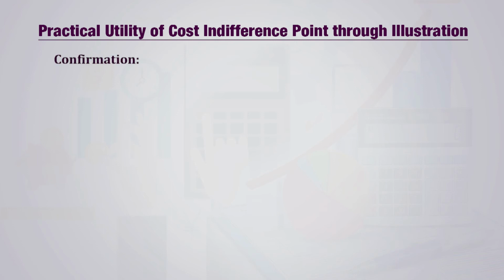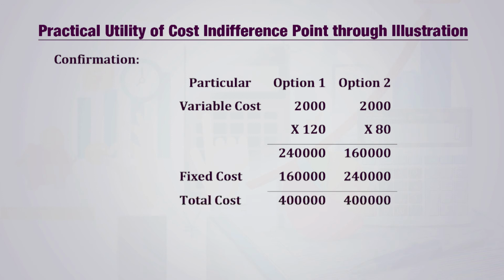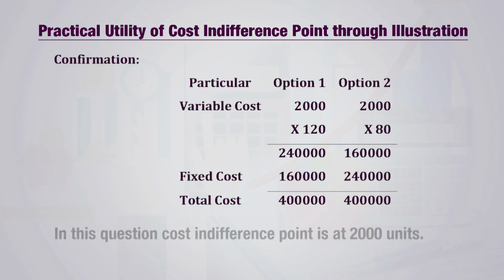Now, confirmation for option 1 and option 2. Variable cost is calculated by 2,000 multiplied by 120, which gives us 2,40,000, and for option 2, 2,000 into 80, which gives us 1,60,000. Fixed cost for option 1 is 1,60,000 and for option 2 is 2,40,000. The total cost for option 1 is 4 lakh and for option 2 is also 4 lakh. In this question, cost indifference point is at 2,000 units. Which option should be selected is based on the requirement of the company.